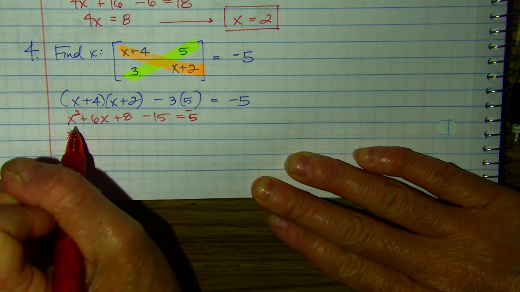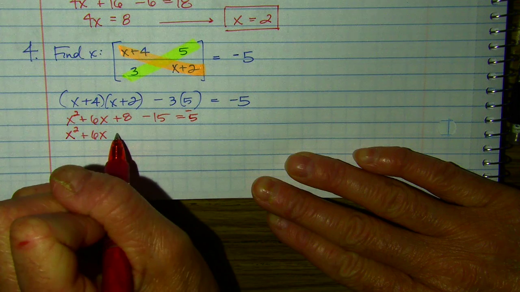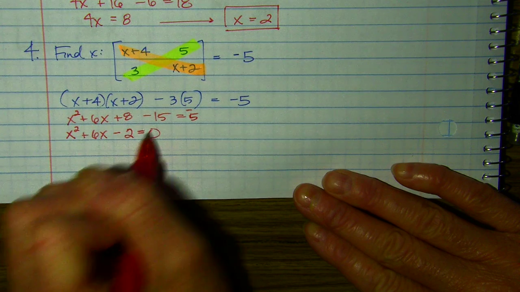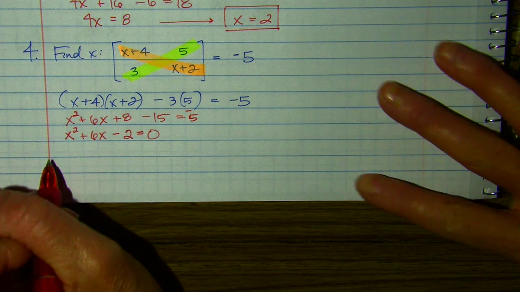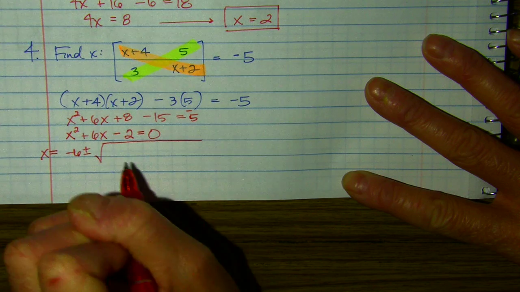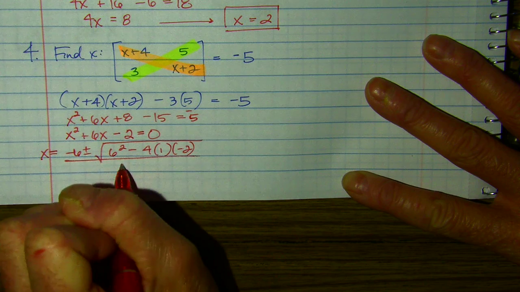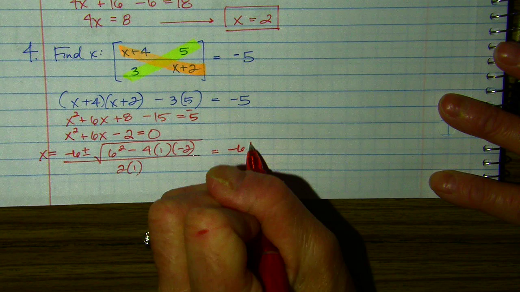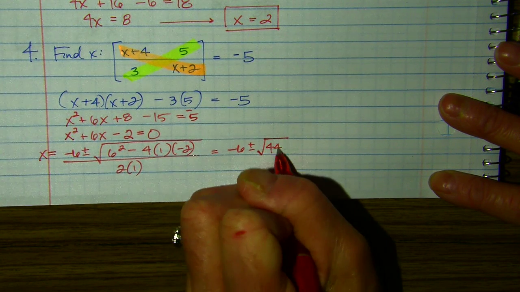I'm going to add the 5 and combine like terms. So if I add 5 over, that's x squared plus 6x minus 2 equals 0. And from here, I cannot factor that, so I'm going to use the quadratic formula. So x equals negative b plus or minus the square root of b squared minus 4 times a times c, all over 2 times a. And I'm going to simplify that. So I get negative 6 plus or minus, that would be 36 plus 8, which would be 44, all over 2.